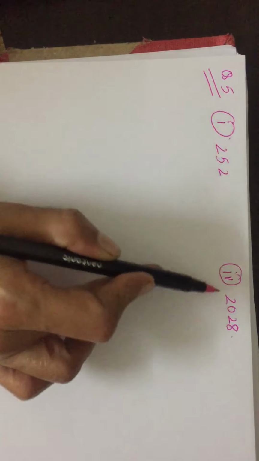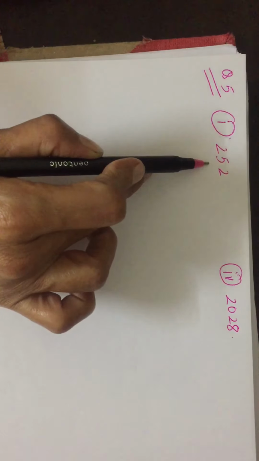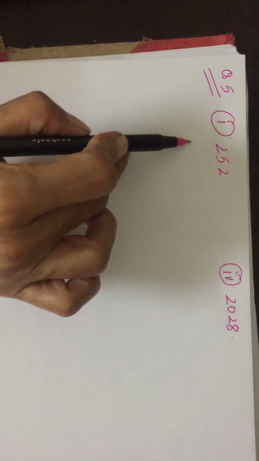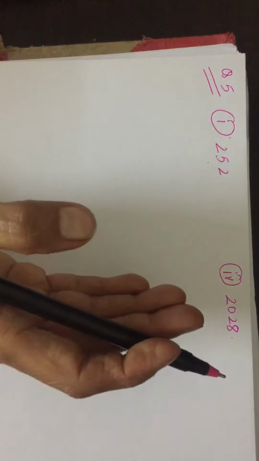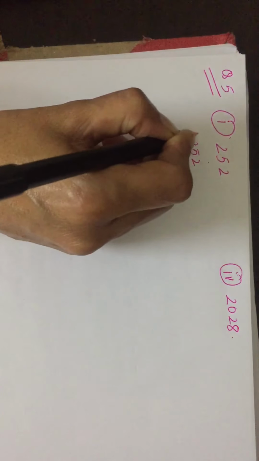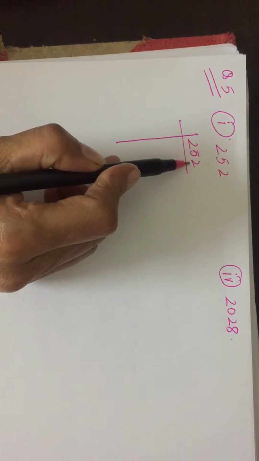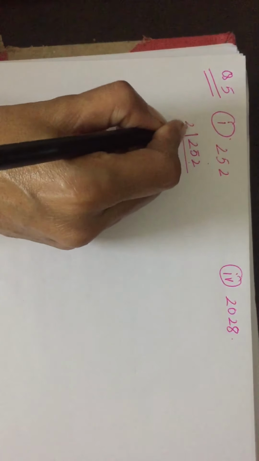It is given that you are supposed to find out which smallest number is to be multiplied to these numbers so that they can become a perfect square number, meaning these are not perfect square numbers. So here we will apply the prime factorization method. According to the divisibility rule, ones place is 2. So start dividing by 2.